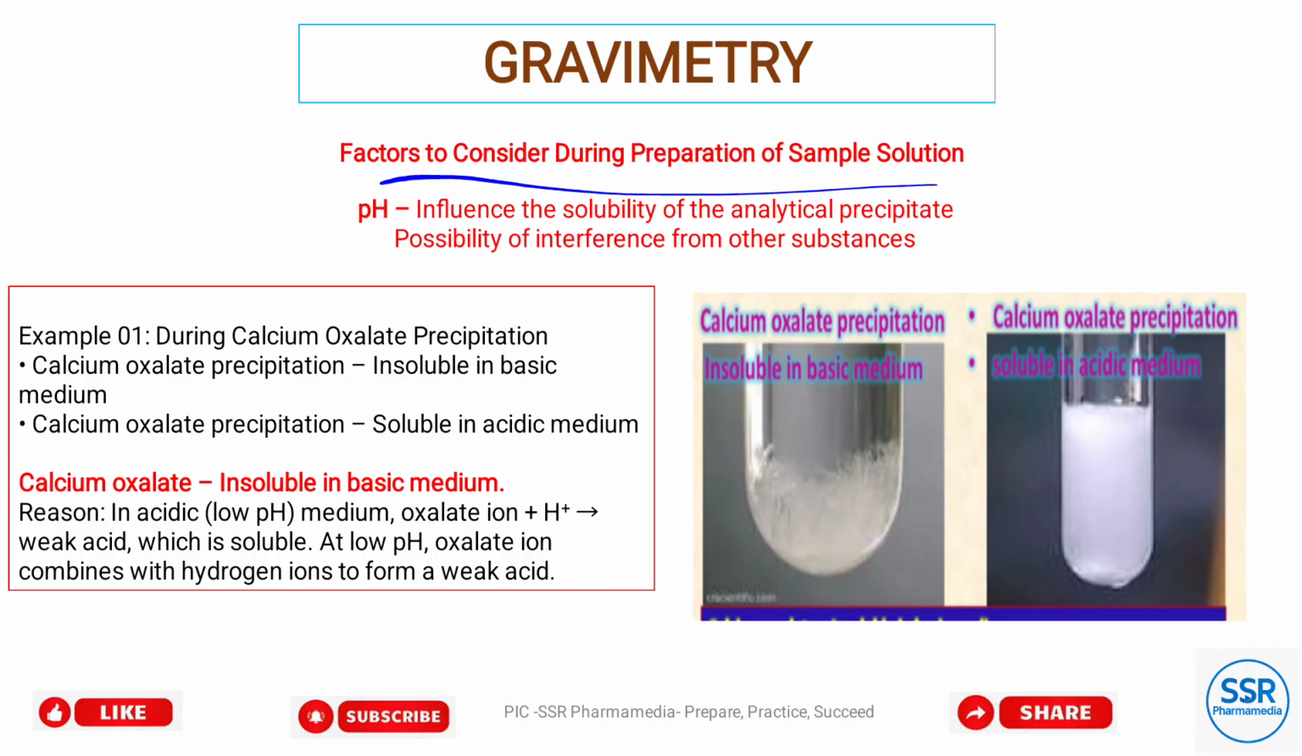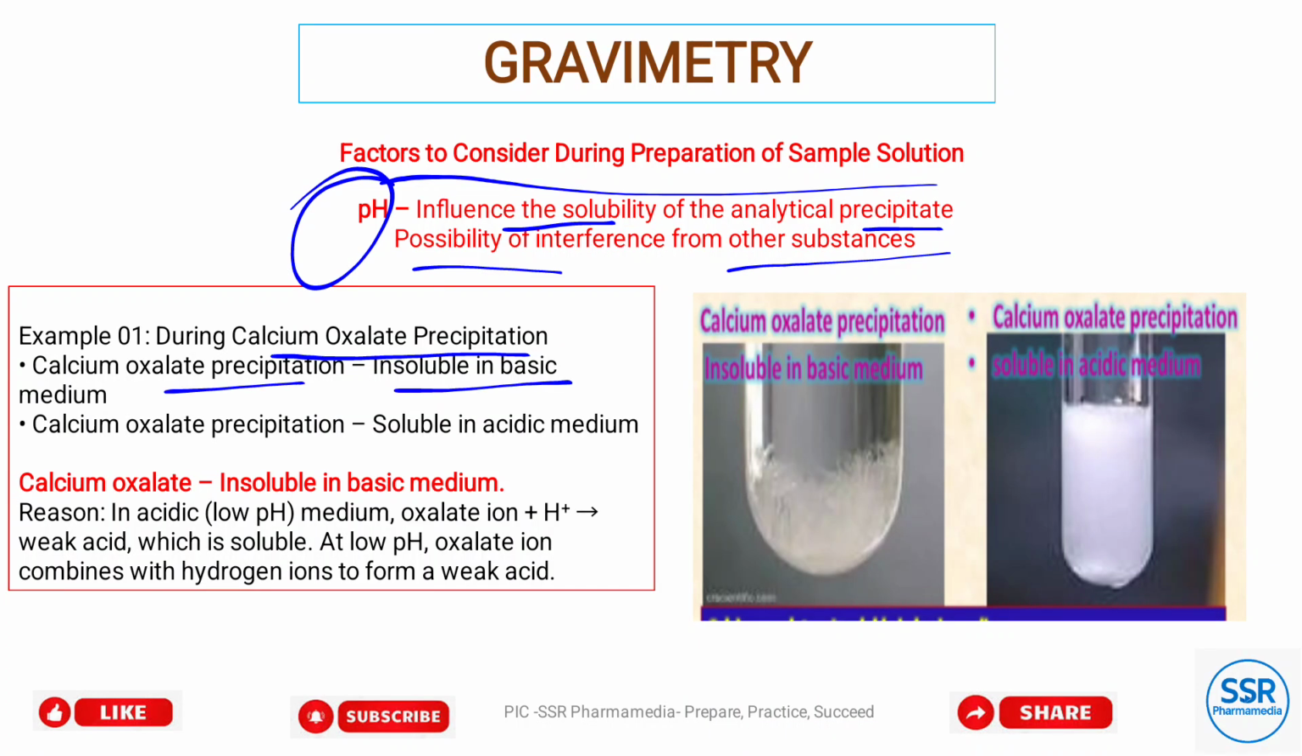Next, factors to be considered during sample preparation. The main thing is the pH. pH influences the solubility of the analyte precipitate and the possibility of interference from other substances. For example, during calcium oxalate precipitation, the calcium oxalate precipitate is insoluble in basic medium but soluble in acidic medium.